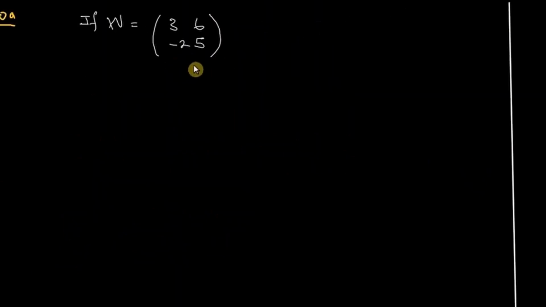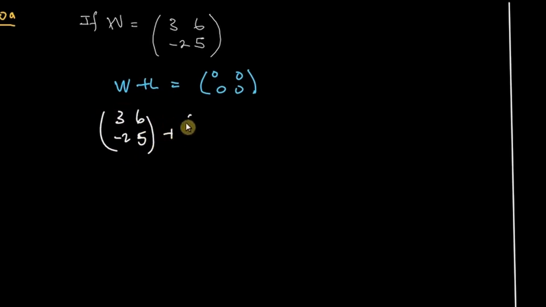So here we have a matrix W given as 3, 6, negative 2, 5, and we're asked to find a matrix L such that W plus L is equal to 0, 0, 0, 0. So this means that we could rewrite our matrix W, 3, 6, negative 2, and 5, and we need to add this to a matrix L, where L plus W must give us the matrix 0, 0, 0, 0.